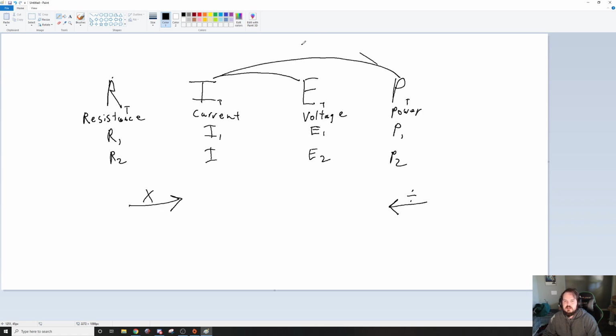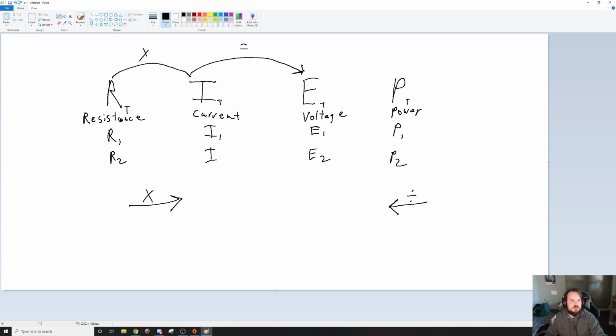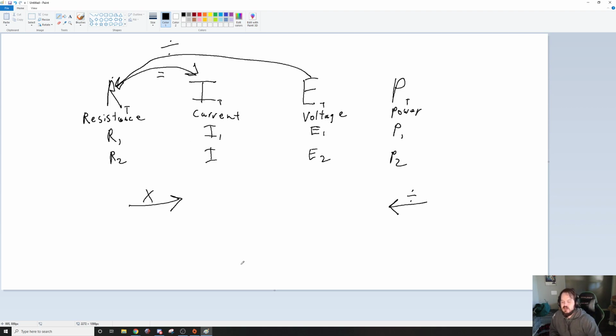So P divided by I will be equal to E. I don't know how to go forward. I don't know the hotkey for that. Okay. And then same thing, E divided by R will come back and give you I. Does that make sense? I hope it does. This is the easiest way I've found to explain Ohm's law.